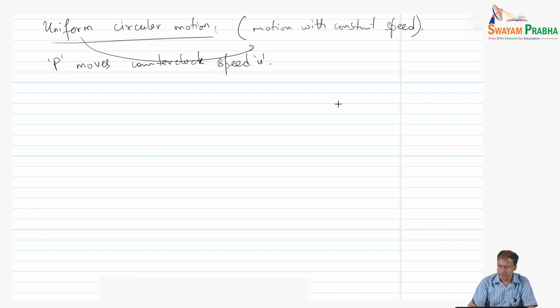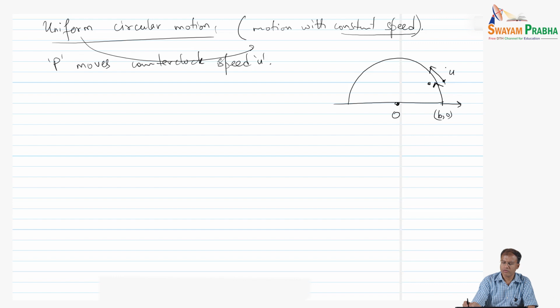So notice that we have a circle with origin O, and the radius of the circle is fixed, say b, and the particle P is moving counterclockwise with speed u, right? So it's a constant speed, it's a uniform motion. Let us say this is our particle P, and at any given time the particle P subtends an angle theta at the origin, right?